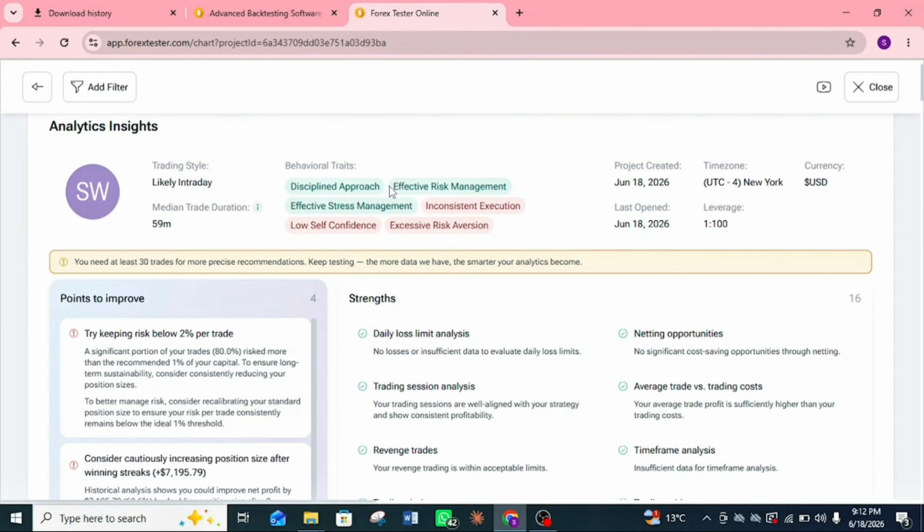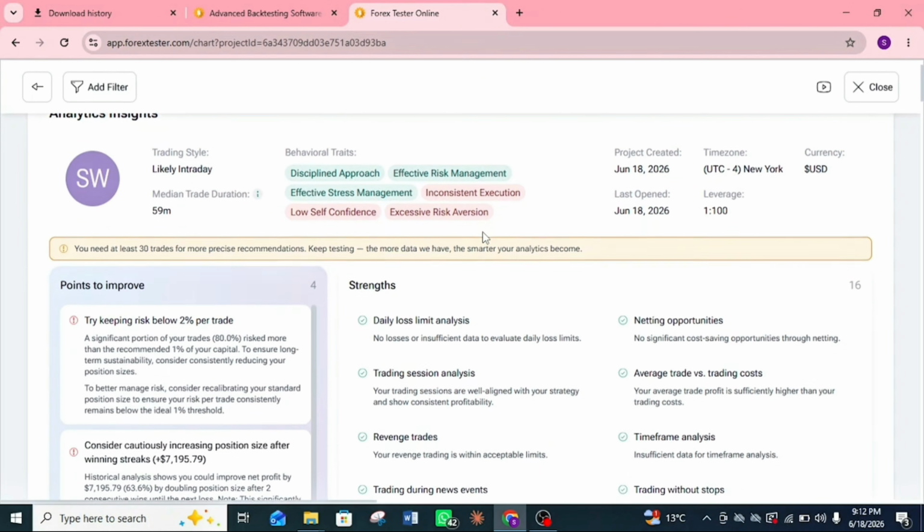We have 5 trades. Disciplined approach, effective risk management, effective stress management, low self-confidence, inconsistent execution, excessive risk aversion. These are because I'm not using a similar stop loss size in pips or ticks. This one is because I'm not trading on every day and I'm taking a lot of time off whilst I'm not trading.